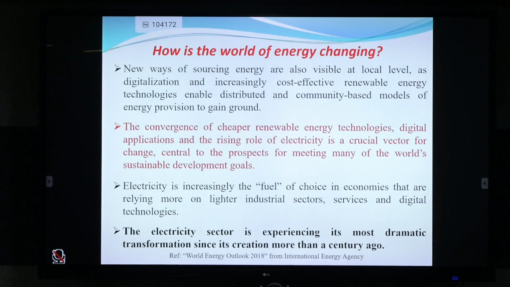Altogether, the convergence of cheaper renewable energy technologies and digital applications, and the rising role of electricity, is a crucial vector for change, central to the prospects of meeting many of the world's sustainable development goals. In fact, this statement, as I mentioned earlier, was given by the World Energy Council. The important thing is that electricity is increasingly the fuel of choice in economies that are relying more on lighter industrial sectors, services, and digital technologies. And as we can see, the electricity sector is experiencing the most dramatic transformation since its creation.